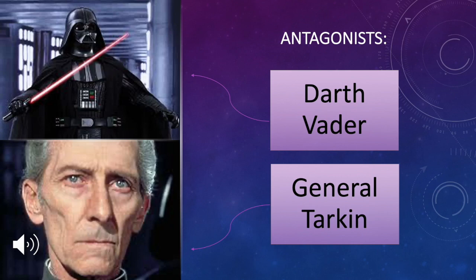Now both main antagonists from this film are part of the Imperial forces. Both Darth Vader and General Tarkin are in charge aboard the Death Star with the goal of destroying the Rebel Alliance. Darth Vader was a Jedi turned to the dark side of the Force and is on the Imperial forces side in order to gain control of all the galaxies.